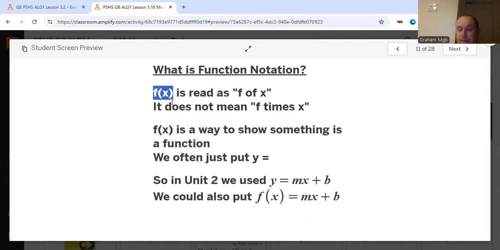Now, in our last lessons, we've talked about when things are next to each other, it means multiply. That's not the case for this one. It does not mean we're doing f times x. Now, sometimes we also put y equals instead of f of x. And in Unit 2, that's something we're going to be looking at soon. We have something called the slope-intercept form of a line, which is y equals mx plus b. We can also write that as f of x equals mx plus b. So if you can start to think of f of x as like y, that's not necessarily a bad idea at this point.